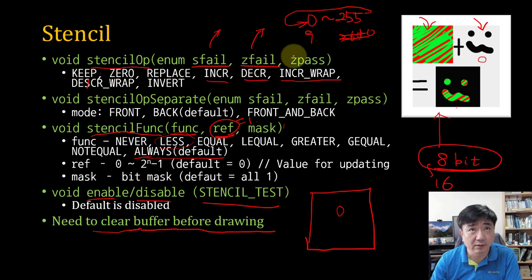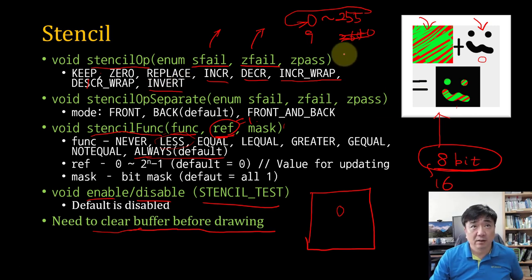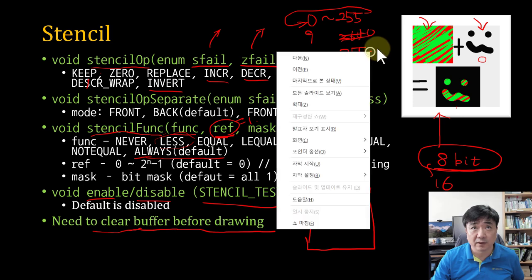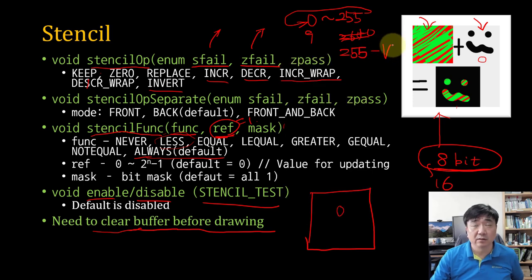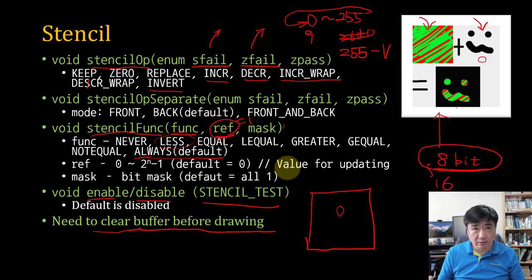Okay, so that is increment wrap. Decrement wrap is very similar to increment wrap: decrement, but wrap around from zero. And then invert is invert. For example, in case of a bit depth of 8, it is inverted against 255. Okay, so that is invert. Now I will explain what happens in the operation.